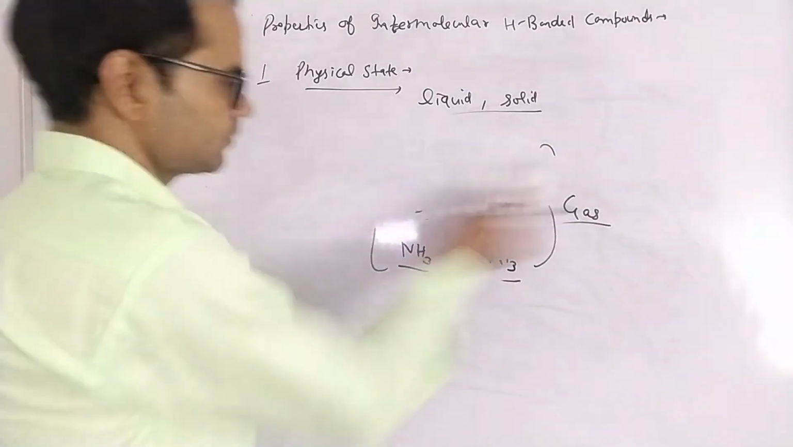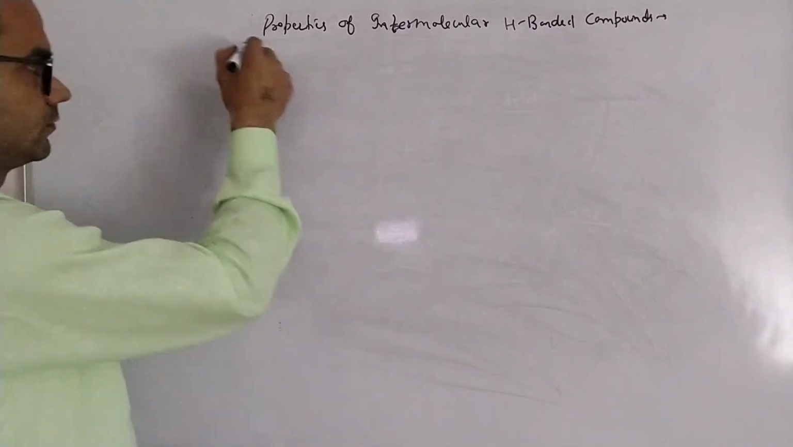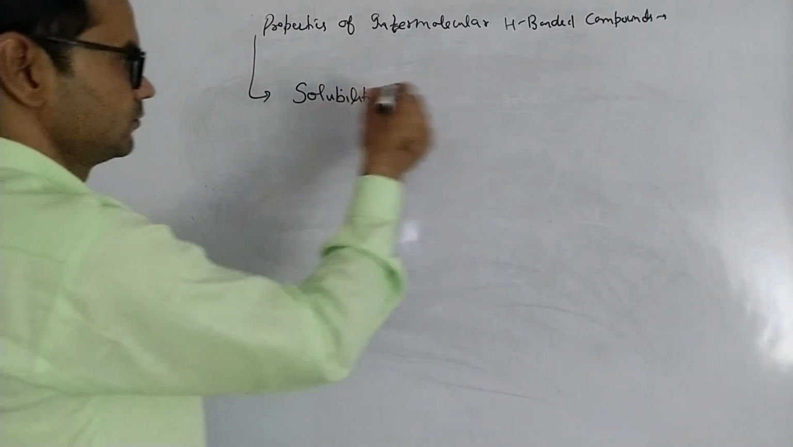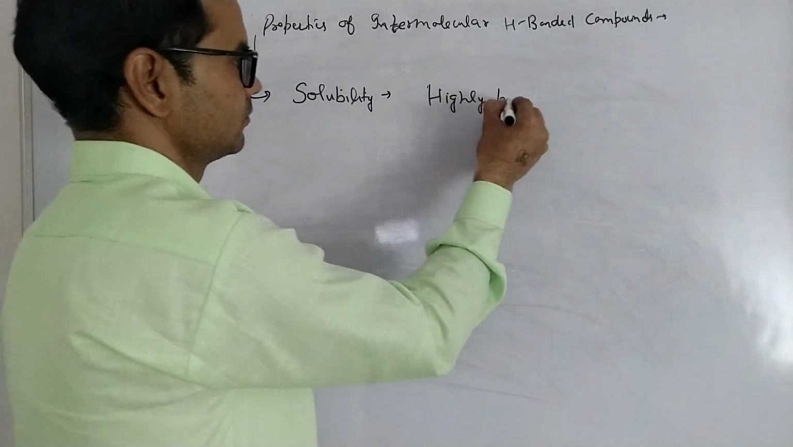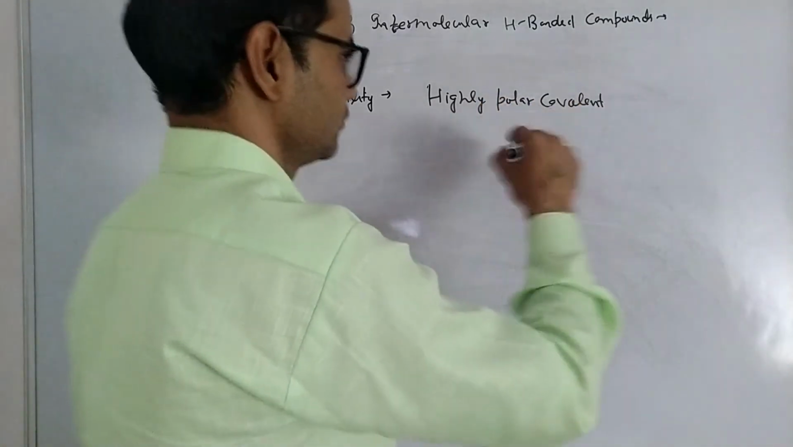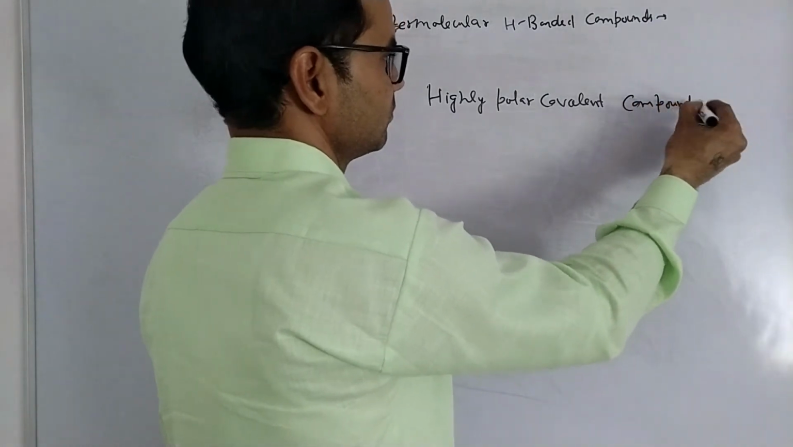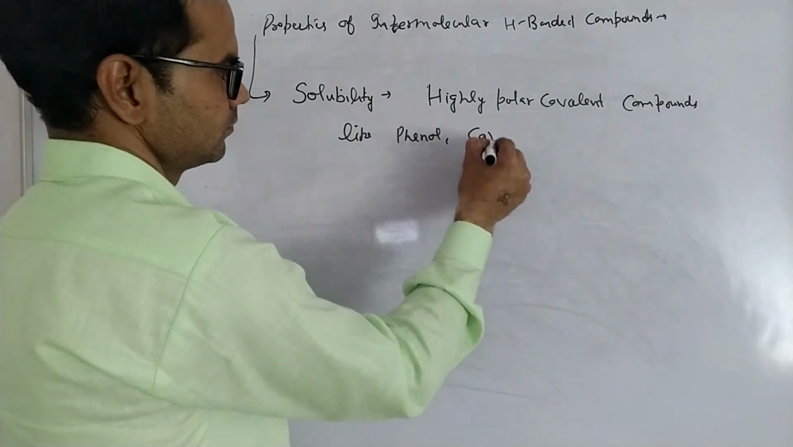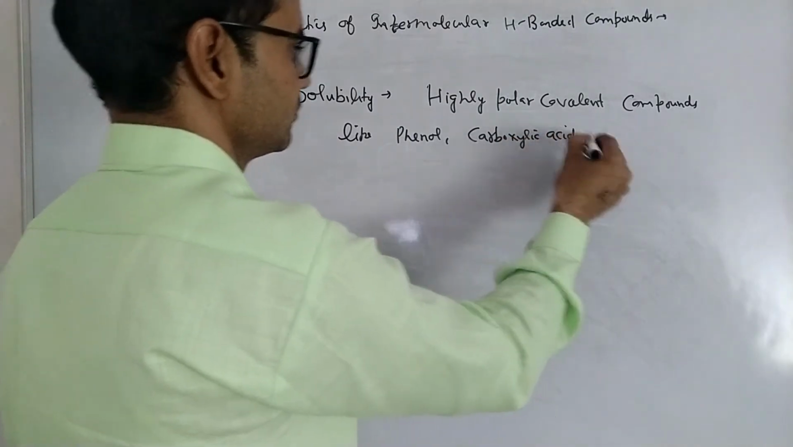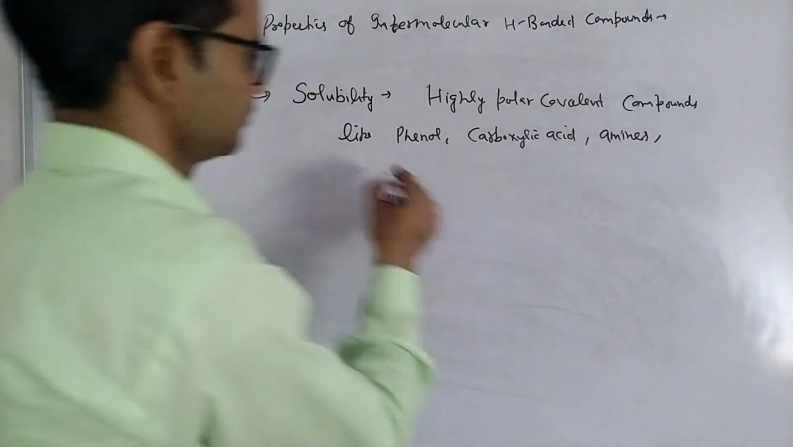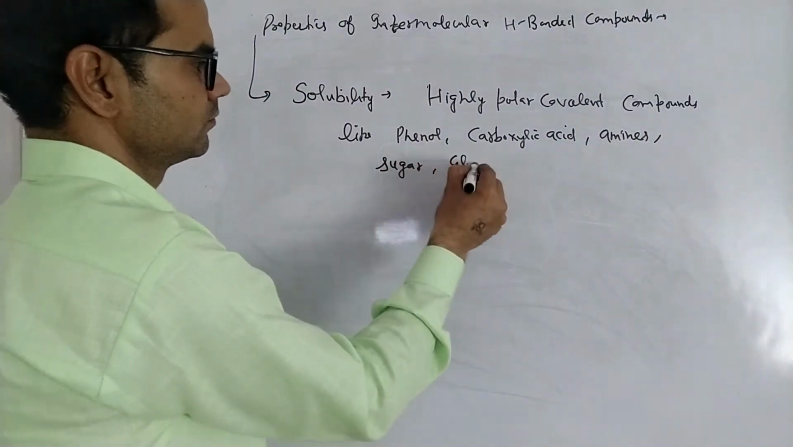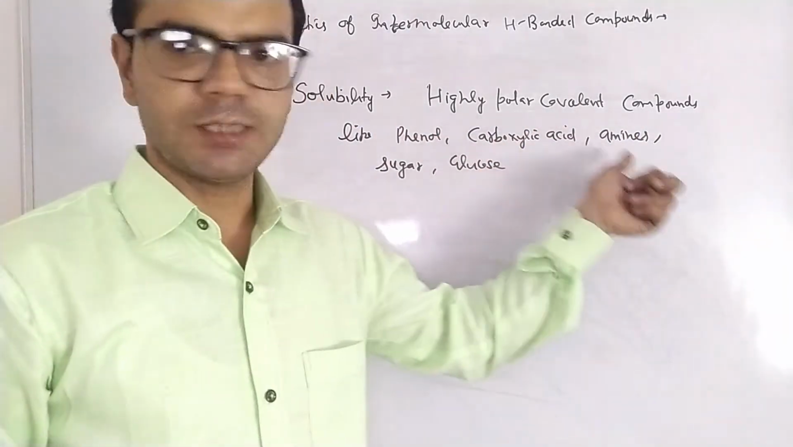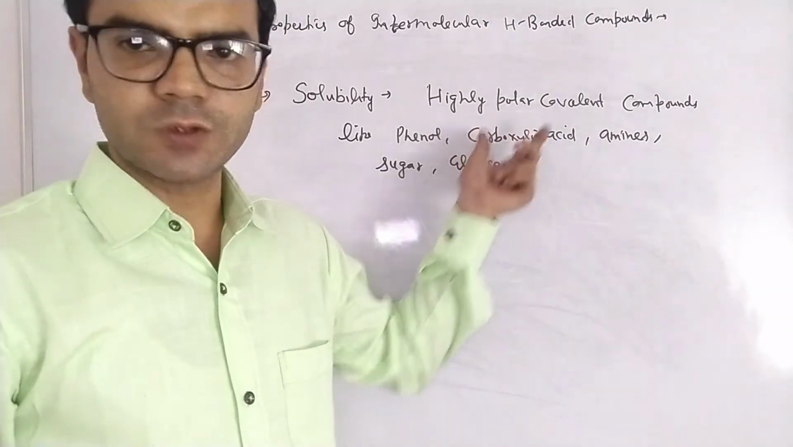Next is solubility. Highly polar compounds like phenol, carboxylic acid, amines, sugar, and glucose are soluble in water.